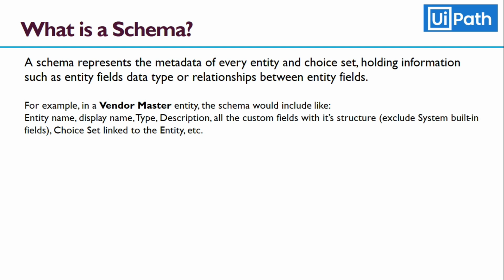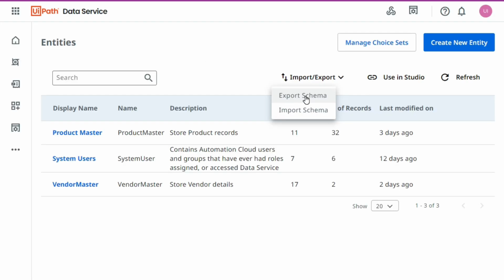Now let's understand what importing and exporting a schema means in UiPath Data Service. You can see we have export schema. Exporting allows you to take the schema of an entity and save it as a JSON file. You can later import this schema into another environment or share it with team members so that they can replicate the same entity schema, the same structure.